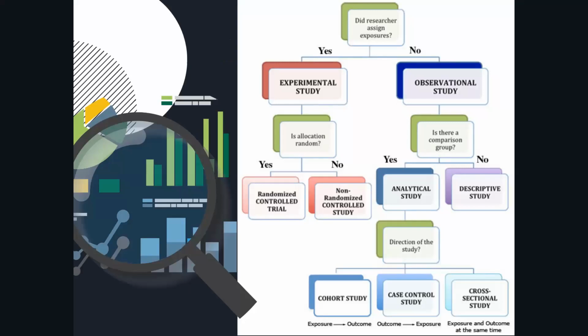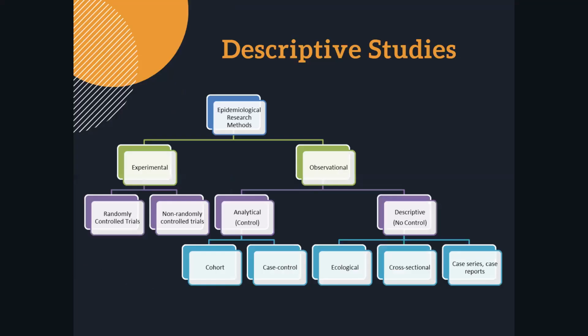This is the classification of research study designs based on the assignment of exposure by the researcher. If there is an exposure, it is an experimental study. If there is no exposure, it is an observational study. Now, if there is a comparison group, it is an analytical study. And if there is no comparison group, it is the descriptive study. Further down in the descriptive studies, it is described as ecological studies, cross-sectional studies, case series, and case reports, which is the topic of today's presentation.